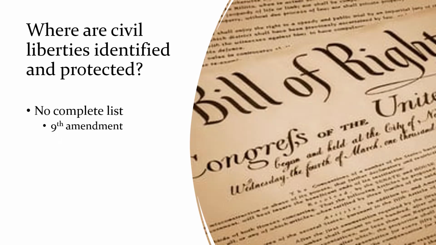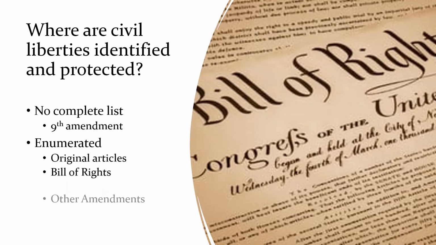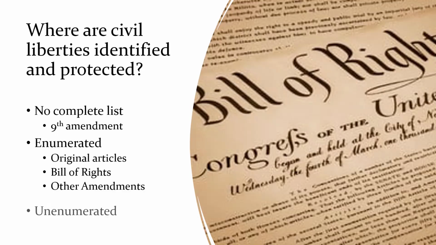The framers did enumerate some civil liberties, however, and that enumeration is found in the original articles of the Constitution, in the Bill of Rights, and then in certain other amendments in the Constitution. But again, there are other civil liberties that deserve protection of the Constitution, and the Supreme Court has a system of identifying them just on a case-by-case basis.